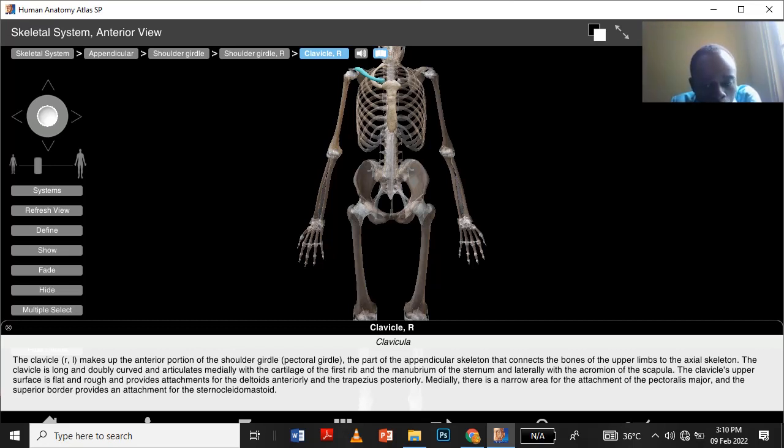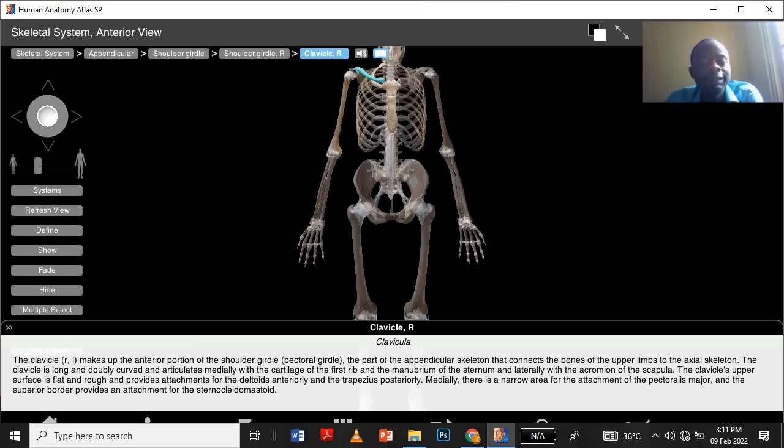The superior surface provides attachment for the muscles at that region, and the trapezius posteriorly provides attachment for muscles in the posterior aspect of it. Medially, there is a narrow area for the attachment of pectoralis major. And the superior border provides attachment for the sternocleidomastoid, which connects from that region to the skull and helps in the movement of the head.